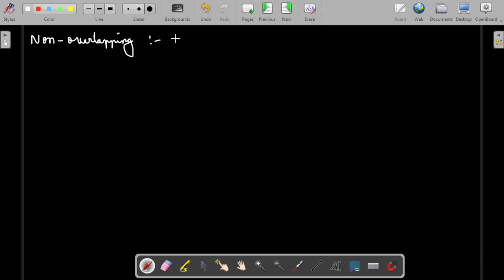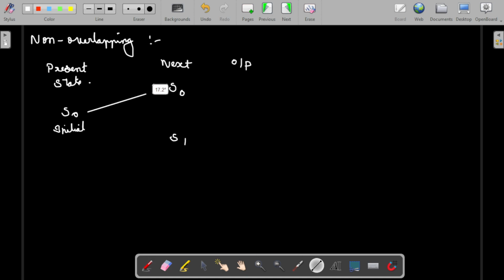Please try to understand carefully. Here we use the same analysis: present state, next state and output. First consider the present state S0, which is the initial state. When the input is 0, it stays in the same state, and when the input is 1, it goes to the next state.